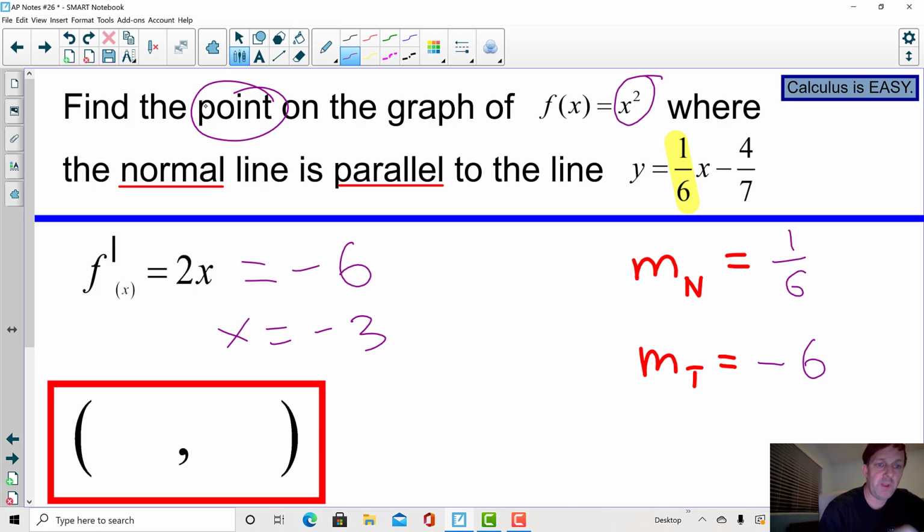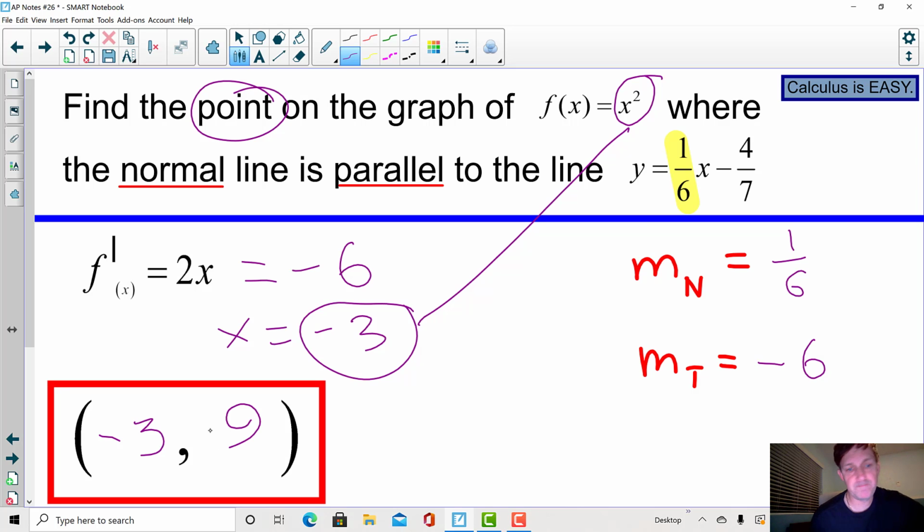Remember, we're trying to find the point. So we're going to use an x value of negative 3, but we have to plug it back into the function. y equals x squared. So you plug in the negative 3, you get negative 3 times negative 3, which is 9. Final answer, negative 3, 9.